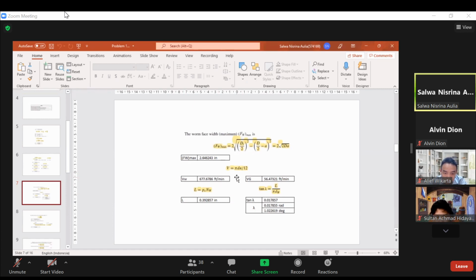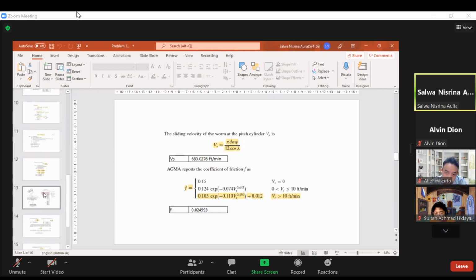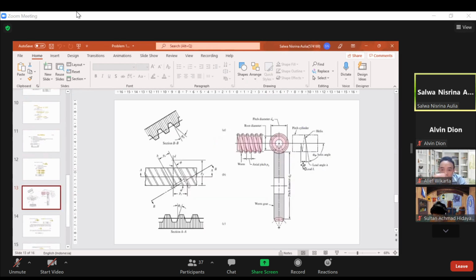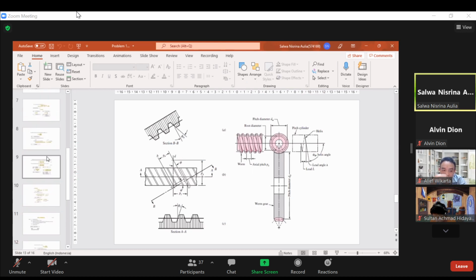The difference is you need to input the radial velocity in the worm and the gear is different like that. This is the lead you can get from this equation, and this is the tangential lead with this. The lead is in here. This is the lead, and this is the lead angle that we calculated before.